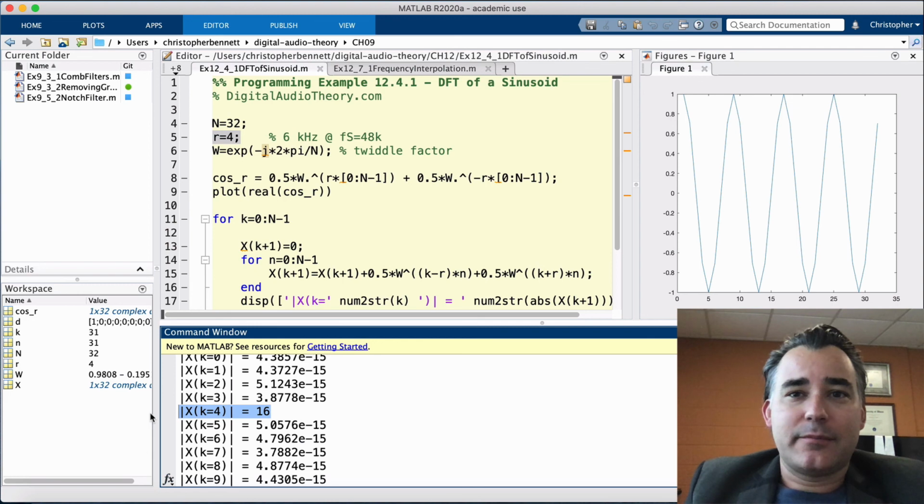In the next programming example, we'll look at what happens when a frequency falls between two DFT bins.